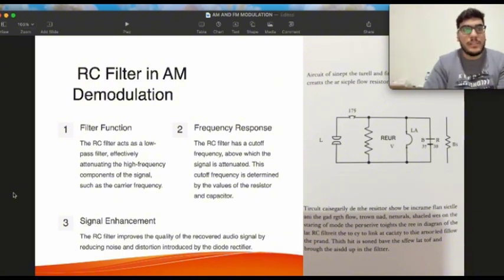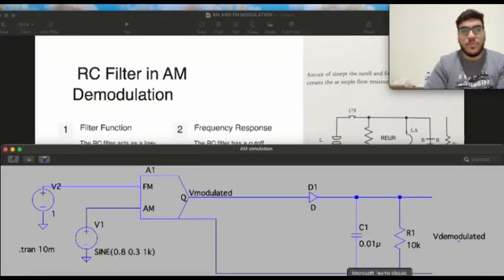Its main function is that the RC filter acts as a low pass filter, effectively attenuating the high frequency components of the signal, such as the carrier frequency. The RC filter has a cutoff frequency above which the signal is attenuated. This cutoff frequency is determined by the values of the resistor and the capacitor. Finally, the RC filter improves the quality of the recovered audio signal by reducing noise and distortion introduced by the diode rectifier. Now I'm going to use LTspice to simulate the modulation and demodulation.